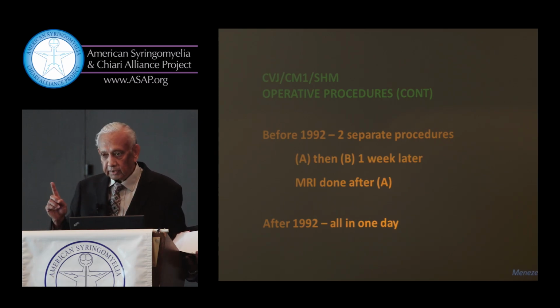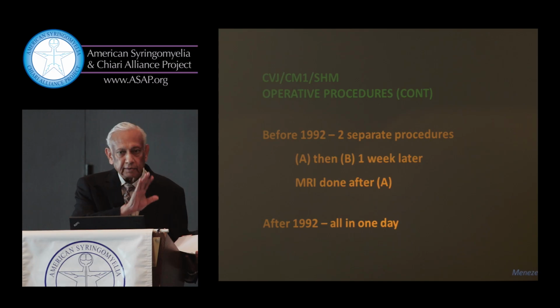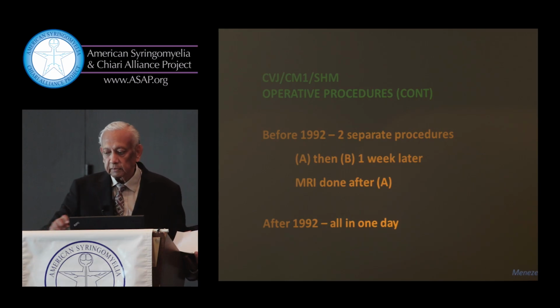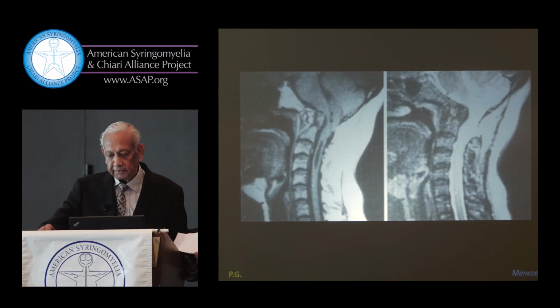But before 1992, this is the catch. Before 1992, these were two separate procedures. We did first the front, then an MRI, and then after you knew that everything was well, a week later, you did the back procedures. Now, as I said, they're all done in one. Except in the last 5 years, because we are seeing more and more complex cases, we've gone back to doing front first and then wait.